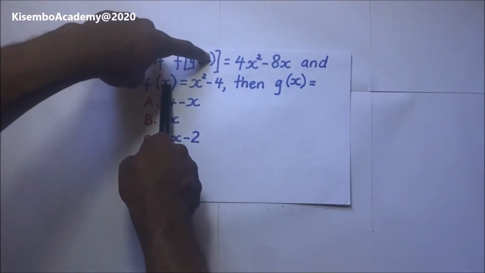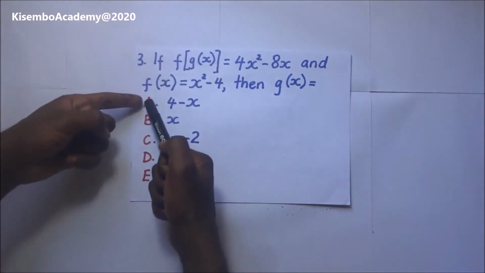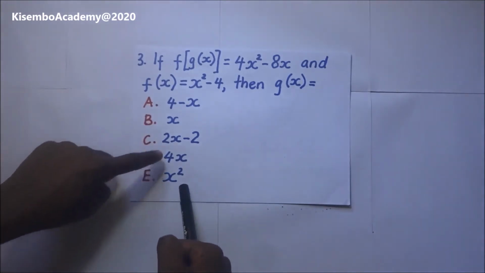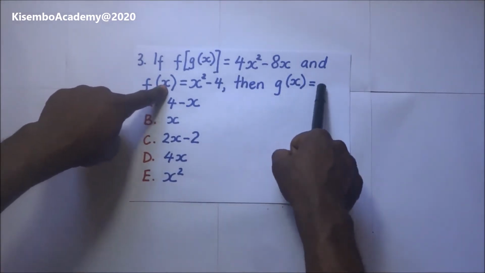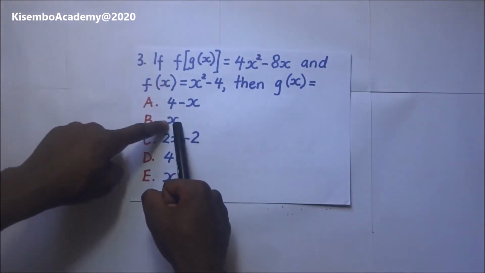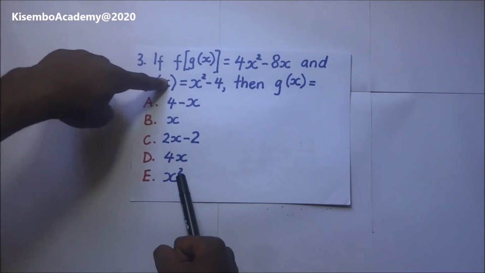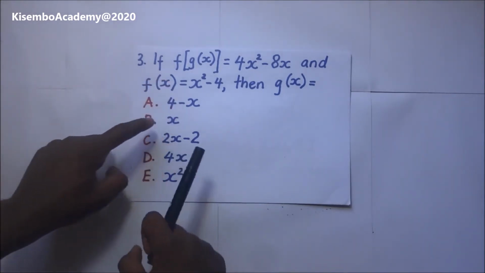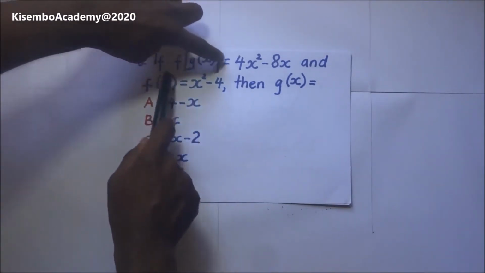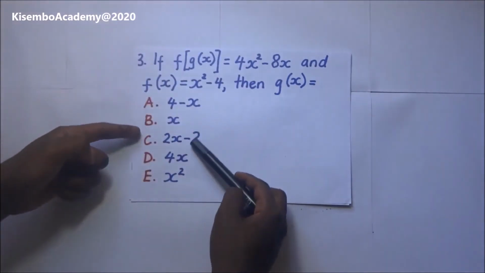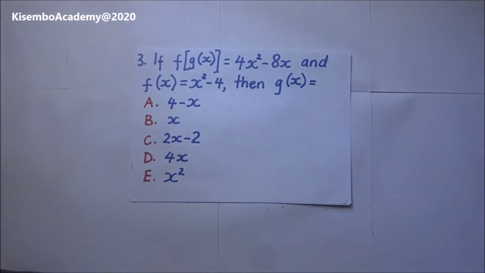I may approach this in two ways. Let's look at the first way. We can take these answers a, b, c, d, e and plug them in here, because these are possible functions for the g of x we are looking for. We plug in a, then b, then c, then d, then e, and see if plugging this function g of x in the place of x in this expression gives us this expression. The one that gives us this expression will be the answer.